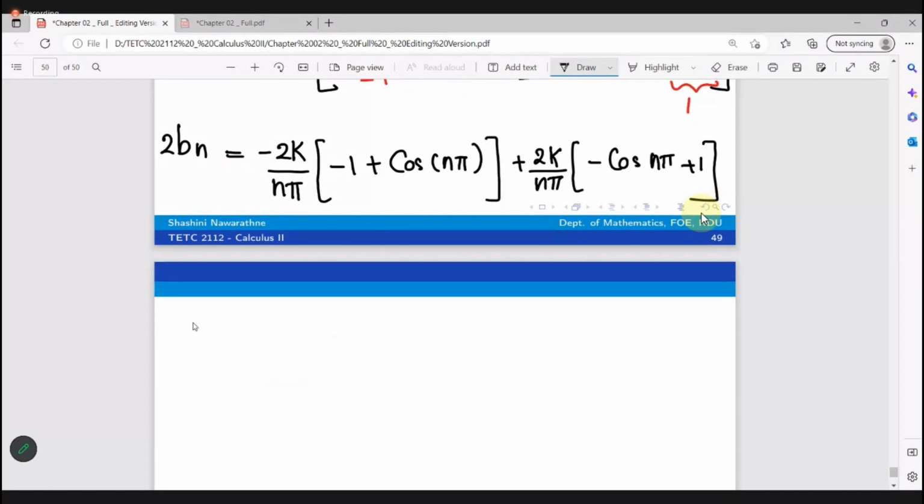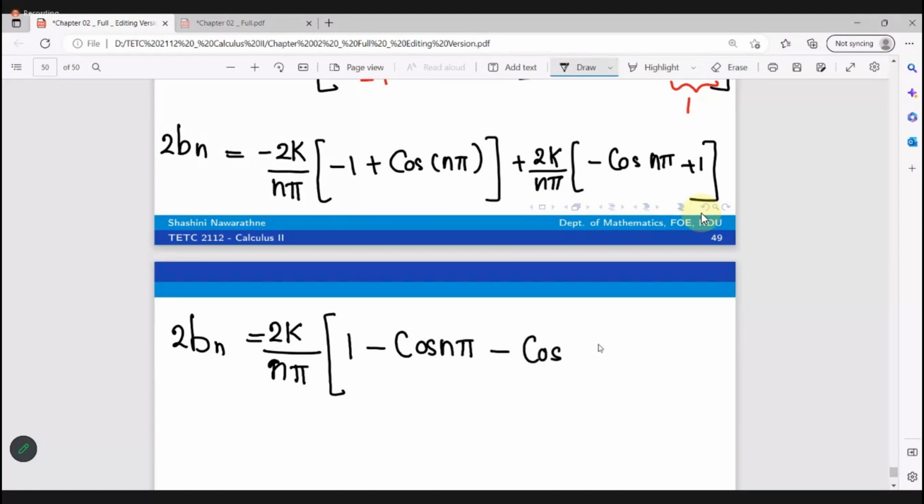So we can write 2 times bn is equals to 2k over n5. Here we took only this 2k over n5 out, so the minus part remains. So we have to multiply the terms inside this bracket by this minus 1. So minus times minus 1 plus 1, minus times cos n5, minus cosine n5. Then what remains here is minus cosine n5 plus 1.